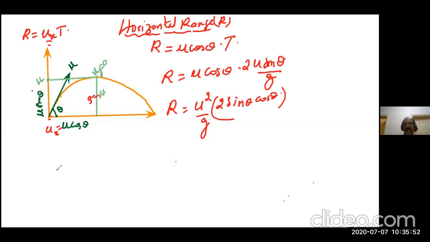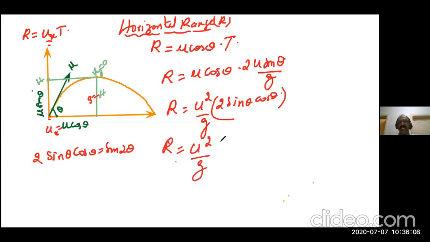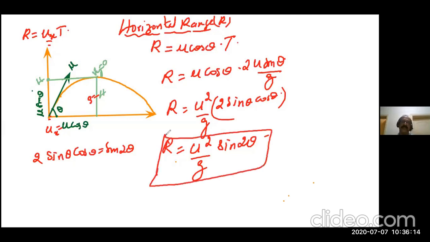There is a formula in maths. 2 sin theta cos theta is sin 2 theta. Sin x cos x, 2 sin x cos x, is sin 2x. So we can substitute here. R is equal to u squared by g sin 2 theta. This is trigonometry. This is horizontal range.